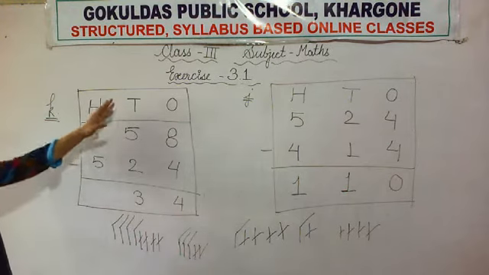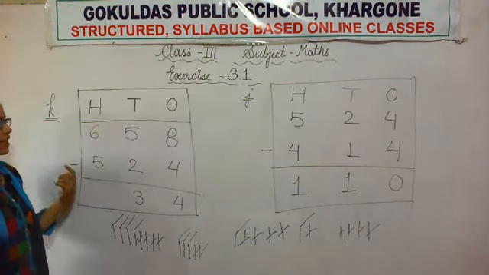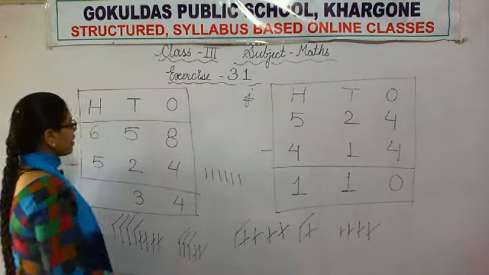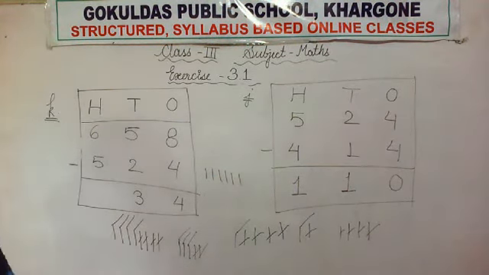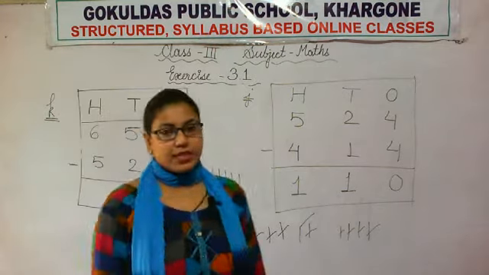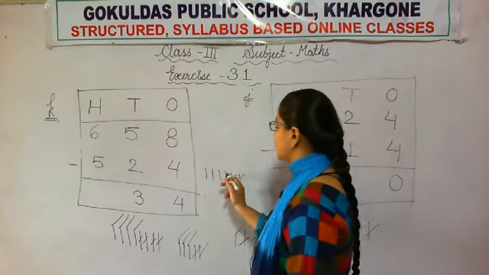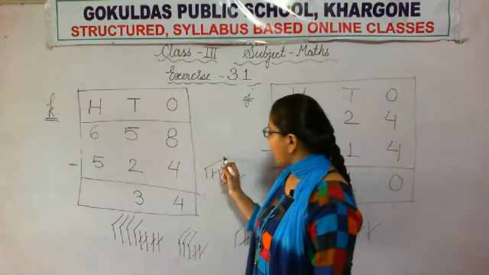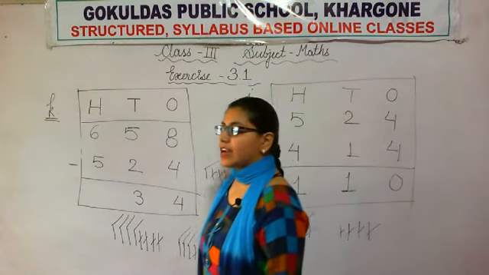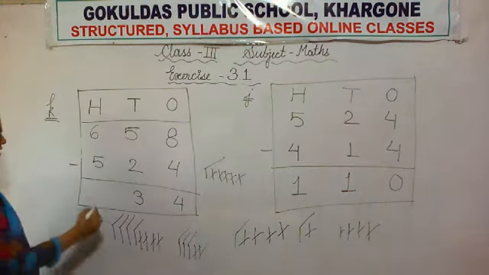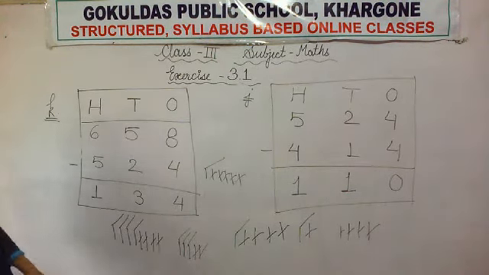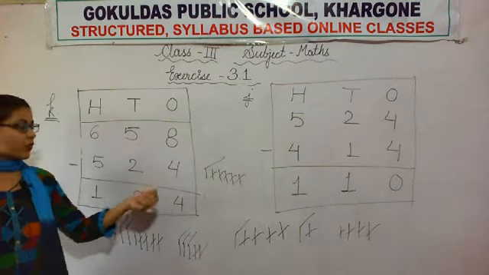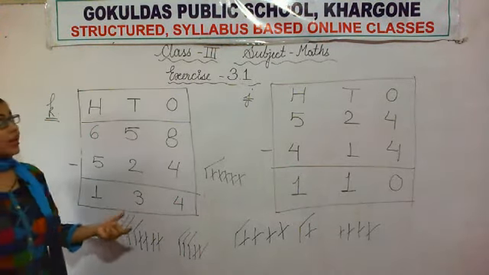Now the last column, the hundreds column, 6 minus 5. We will draw 6 sticks first. Minus 5, so we will cancel out 5 sticks: 1, 2, 3, 4, 5. Now count the remaining stick. Only 1 stick is left, so we will write the number 1. So 658 minus 524 is equal to 134.